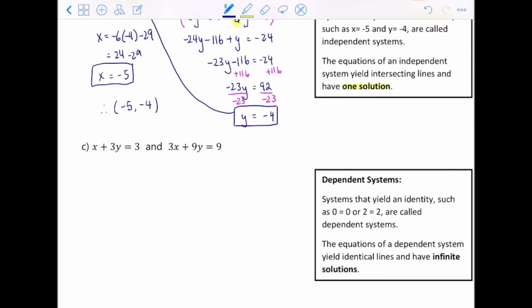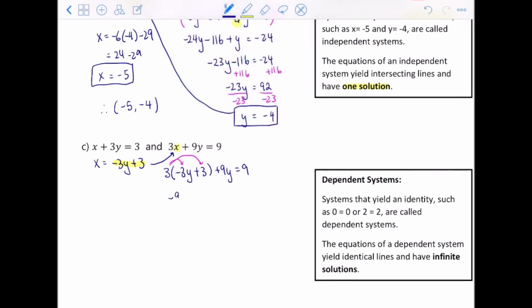Let's try part C. So same step, we're going to isolate x from the first equation by taking away 3y on both sides. So I'm going to skip some steps. Negative 3y plus 3. And I'm going to sub this expression into the x here. So we have 3 times negative 3y plus 3. And then you write the rest of the equation. Expand where you have to.